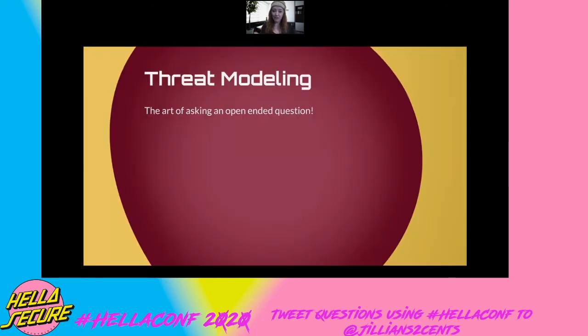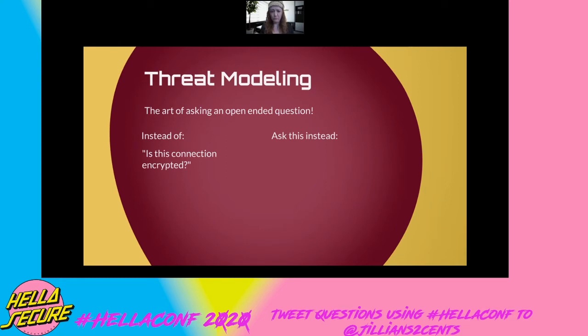Also, threat modeling. And this is something that I could also go into a lot more detail about, but I'm guessing that most of you are AppSec people and you don't need to start from the beginning. But I have one major tip for you with threat modeling, and it is the art of asking the open-ended question. So instead of, is this connection encrypted?